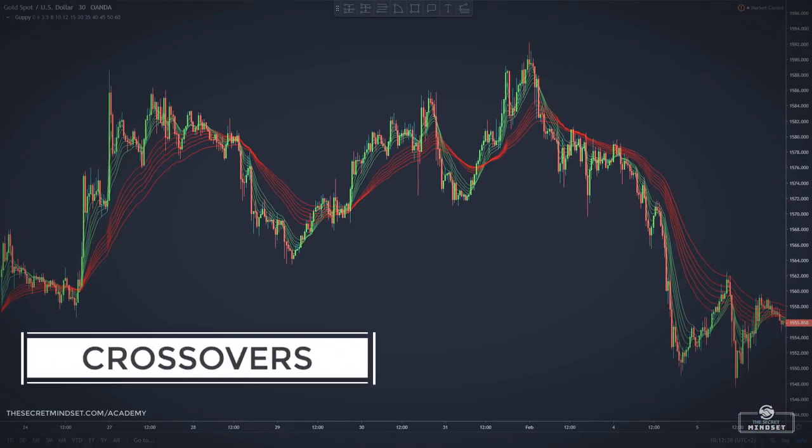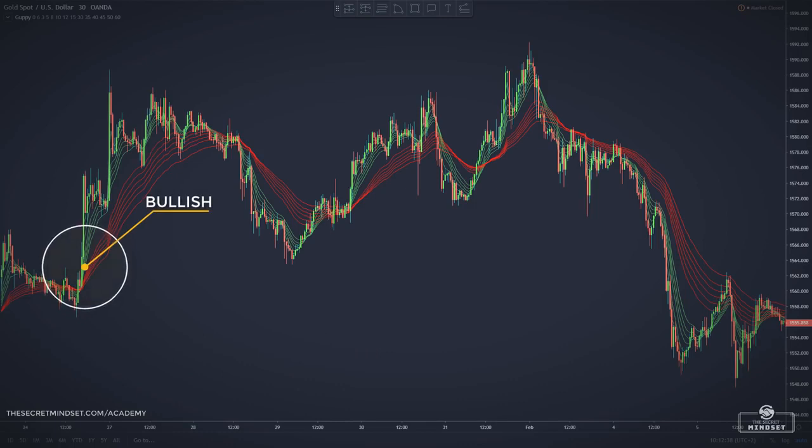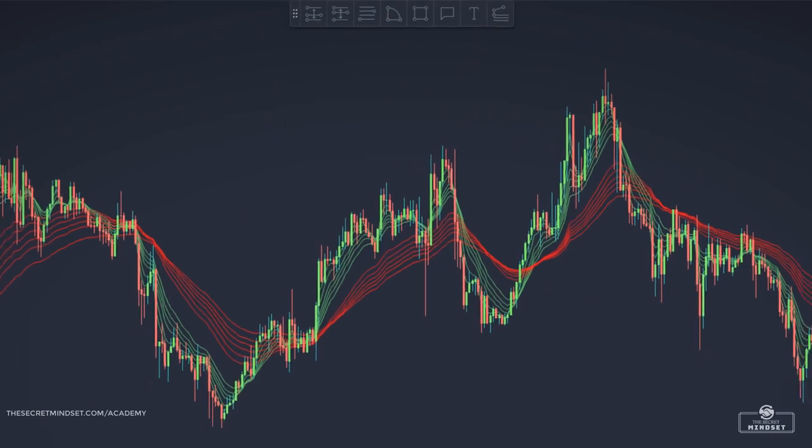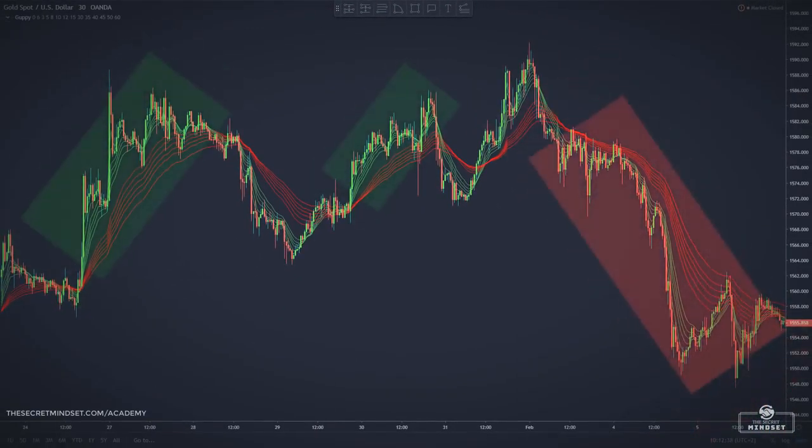The crossover of the short and longer-term moving averages represent trend reversals. If the short-term crosses above the long-term moving averages, then a bullish reversal has occurred. If the short-term moving averages cross below the longer-term ones, a bearish reversal is occurring. When both groups of moving averages are moving horizontally or mostly moving sideways and heavily intersected, it means the asset lacks a price trend and therefore may not be a good candidate for trend trades. These periods may be good for range trading.